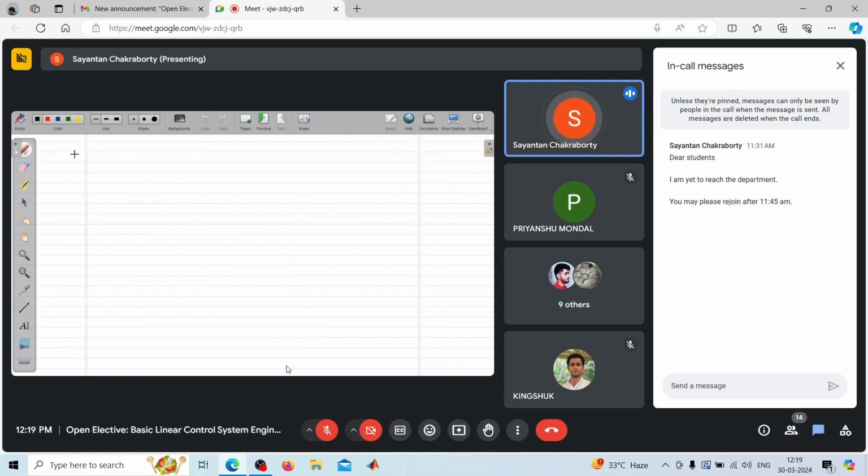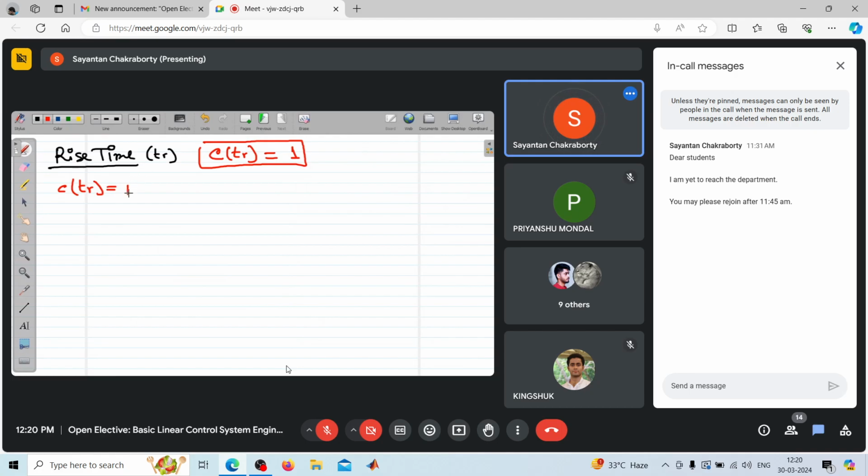So let's start with rise time, T_R. Now the definition of rise time is that C(t) at t equal to T_R is equal to 1, which is 100% of the steady state value. So we can write down C(T_R) is basically 1.